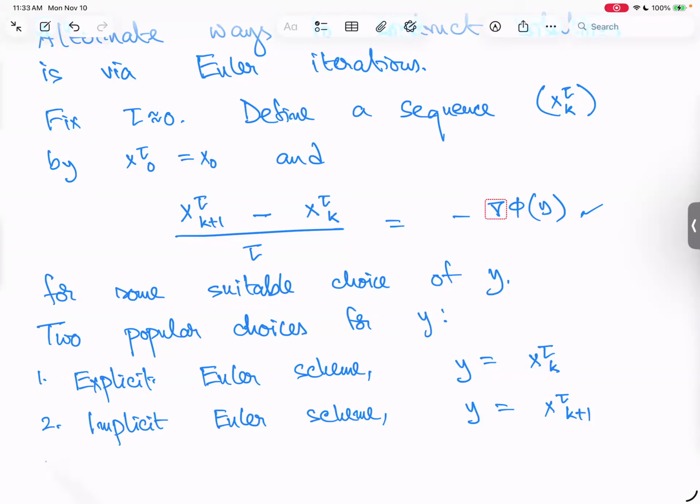I should mention that there are other choices of y. And some of these methods actually work better in different scenarios. For example, I could look at the midpoint between the two. Or I could look into some randomized way of picking a point y between x_k^tau and x_{k+1}^tau. There are multiple ways; this goes into different numerical schemes, but we'll be essentially looking into two, which is the implicit Euler scheme.